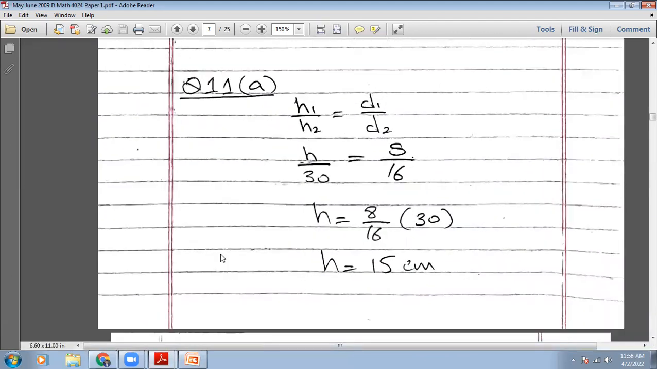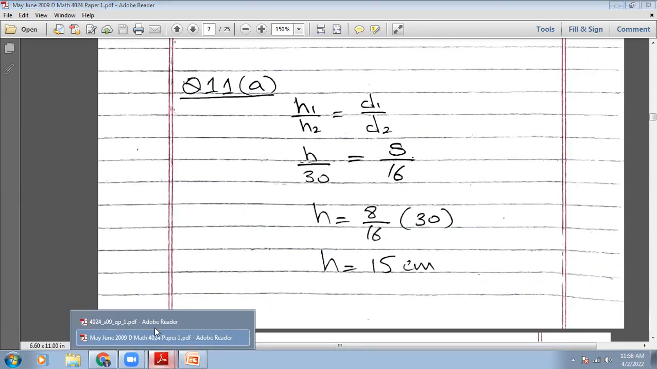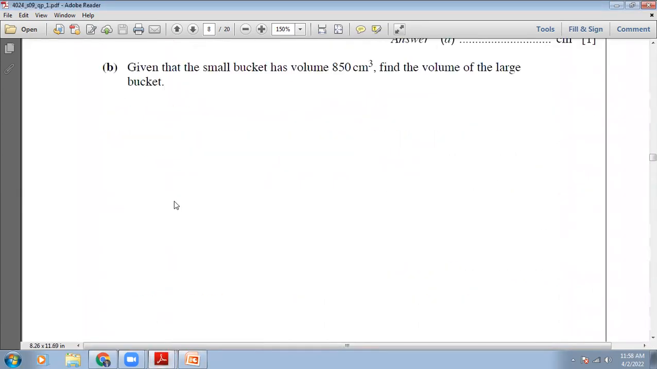So height 1 by height 2 will be equal to dia 1 by dia 2. Height 1 is the question, height 2 is 30 centimeter, dia 1 is 8, and dia 2 is 16. So cross multiply, height will be equal to 8 divided by 16, multiply 30. So 30 divided by 2, and that will be 15 centimeters. So the height of the small bucket will be 15 centimeter.